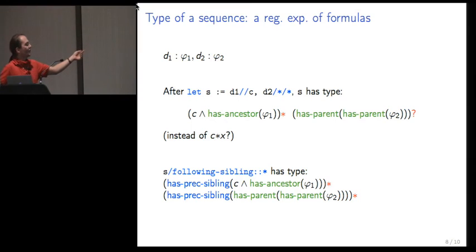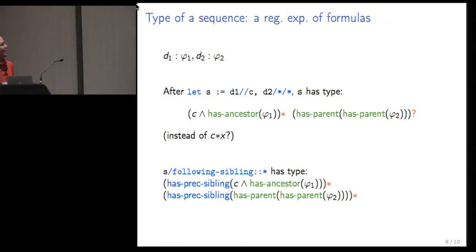So here I just added has preceding sibling to all of the initial formulas. So that's what I can do with formulas. So I can have richer types for my sequences.